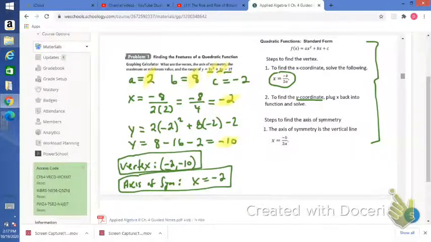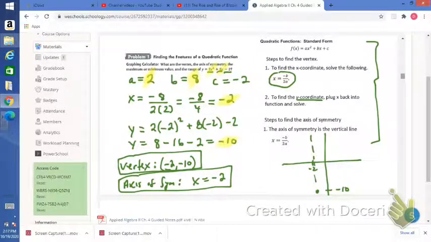Alright, and then we have to determine if this is the minimum or maximum value. So let's make a quick sketch of the graph. Our vertex is at negative 2, negative 10. Let's put it down here. So it's negative 10, this is negative 2. Okay, so negative 2, negative 10 is where the vertex is at. Here's the axis of symmetry.